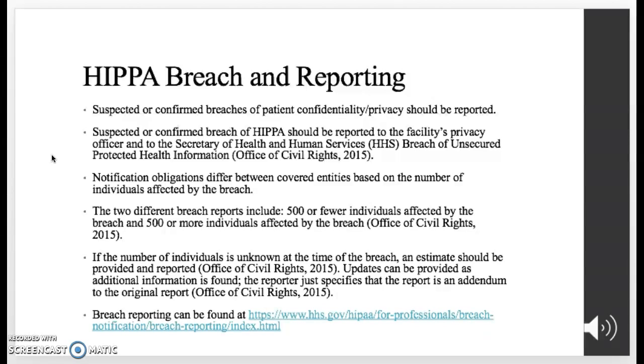If the number of individuals affected is unknown at the time of the report, the breach should still be reported, the estimated number of individuals affected given, and updates should be provided as knowledge is gained on the particular breach. Any additional information found on a particular breach can be added as an addendum to the initial report. Breaches can be reported at the website listed on the slide.